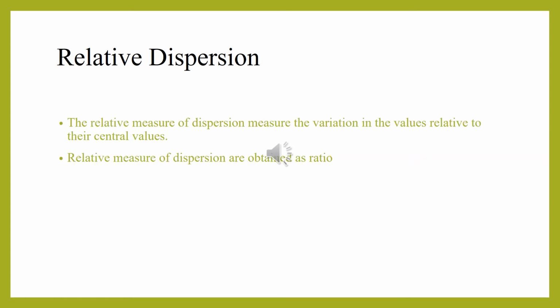Relative dispersion is expressed in terms of ratio or percentage. If there is one series of data, then we calculate absolute dispersion. If there is more than one series, say two series of data, then we apply the relative dispersion.